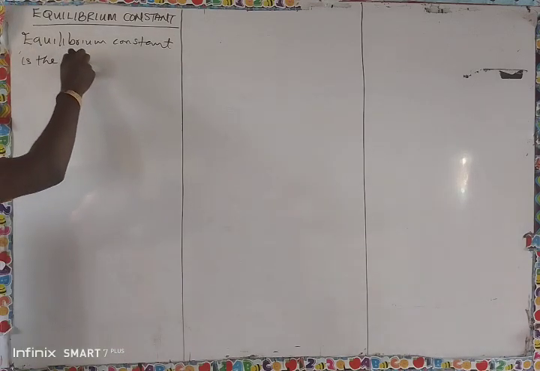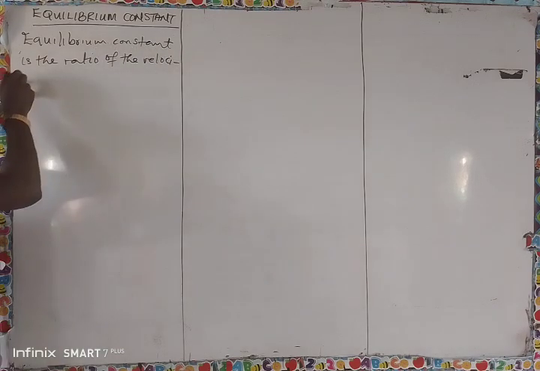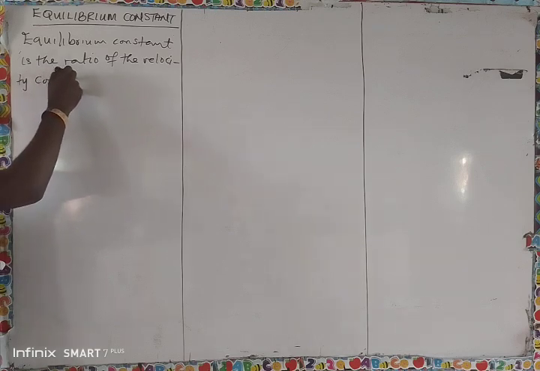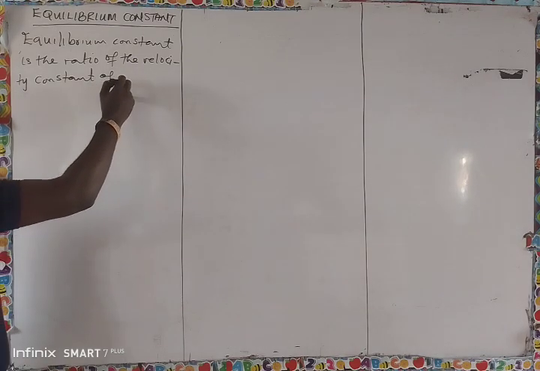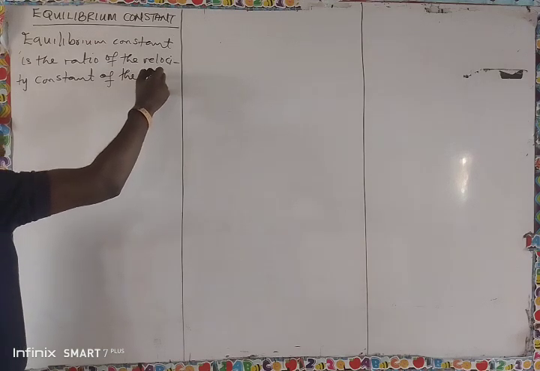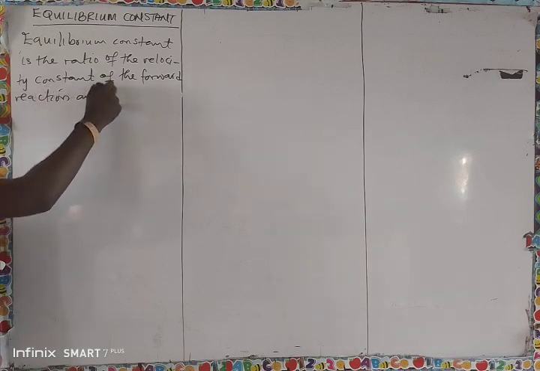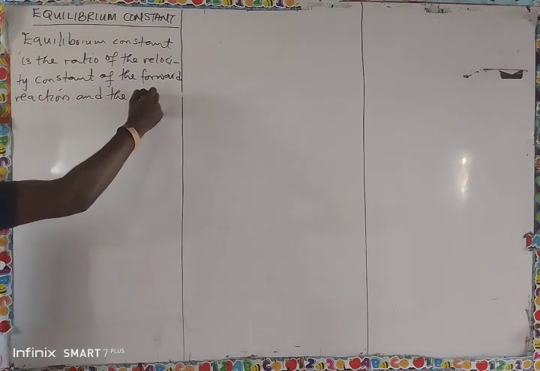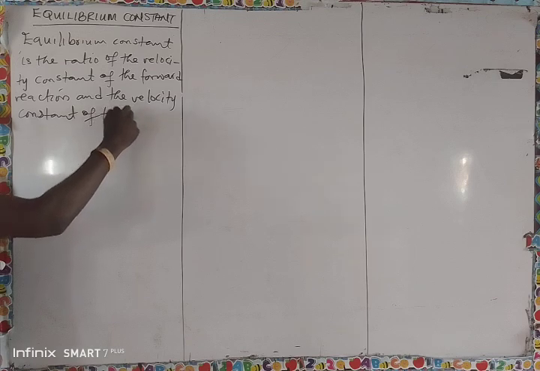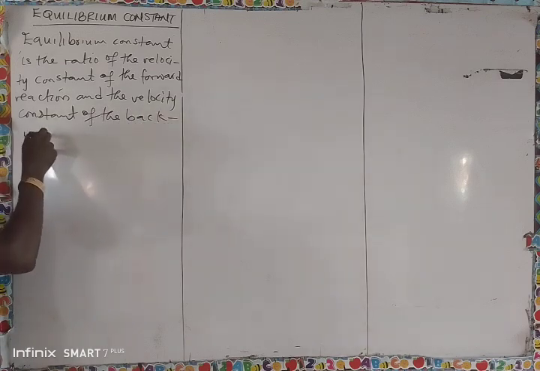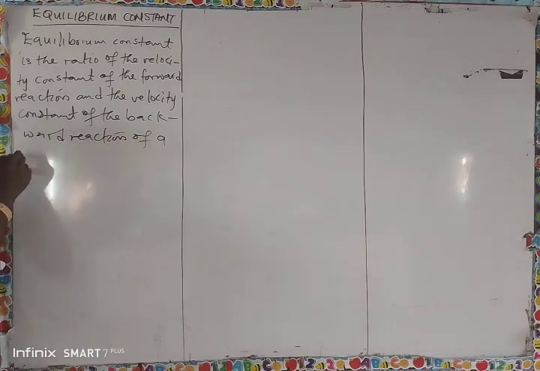Equilibrium constant is the ratio of the velocity constant of the forward reaction and the velocity constant of the backward reaction of a reaction at equilibrium.